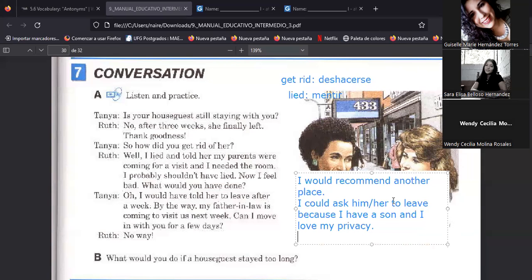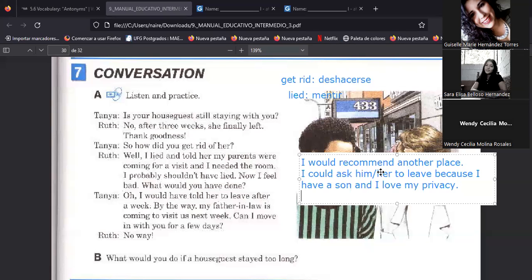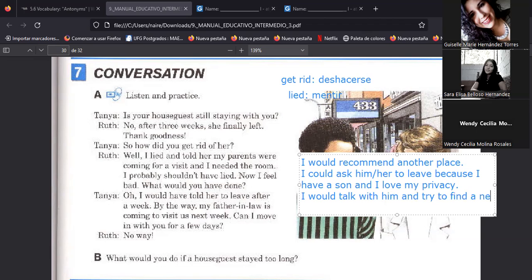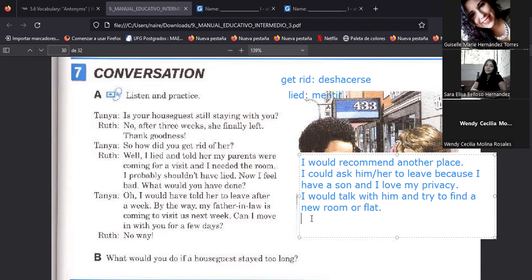Okay, let me see. Roberto, what will you do? In my case, I will talk with him or with her and try to find a new room or a new apartment or another place. And I will help to find another room. Yep. Okay, so that's a good option.